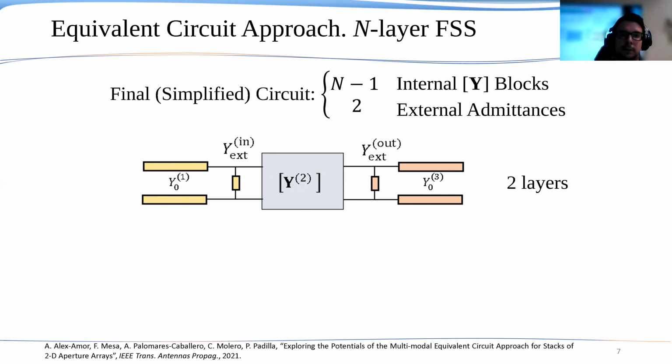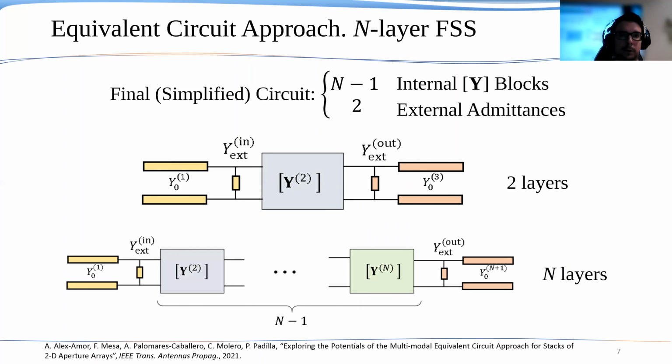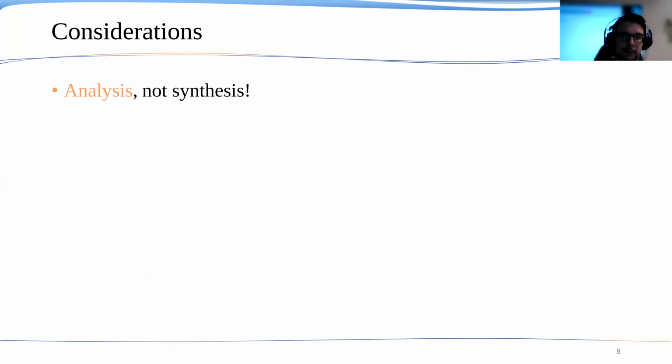This procedure can be extended for a general n-layer case, and we will eventually arrive at the following circuit, which is represented by n-1 internal admittance blocks and by two external admittances.